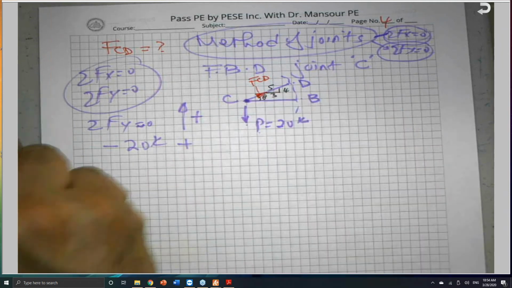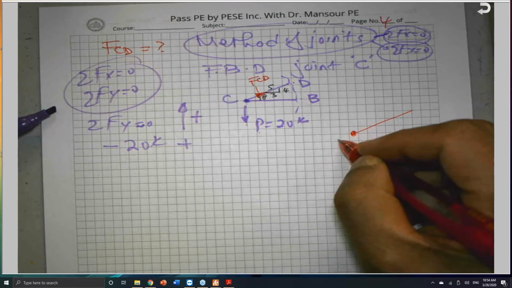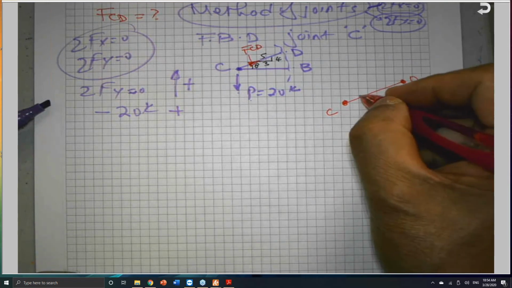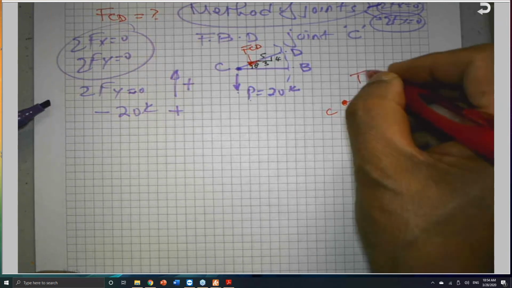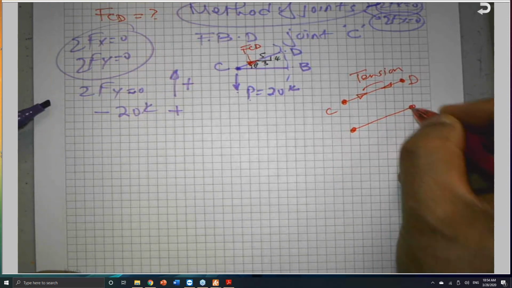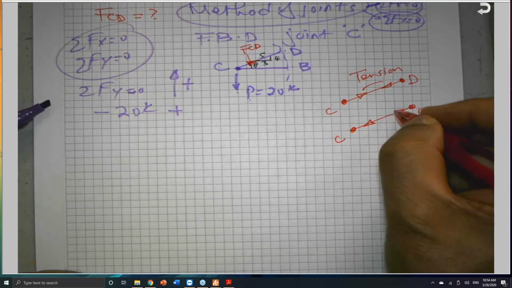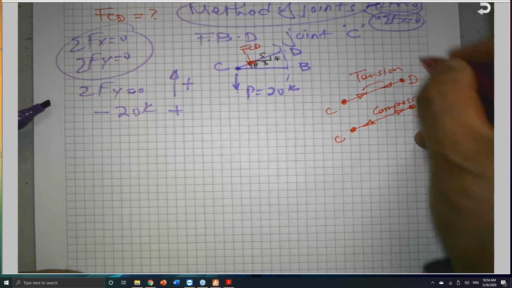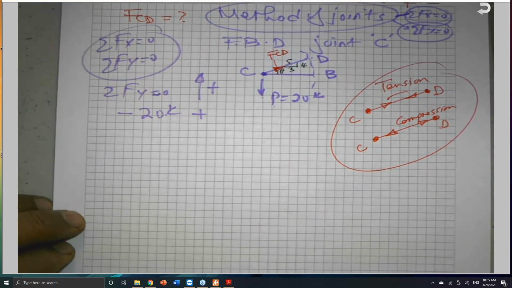Tension means that the force is pulling the joint. This is joint C, and this is joint D. If the force is pulling the joint like that, we call it tension. If the arrows are going into the joint, we call it compression. That is the agreement with respect to joints. Also, we have another definition with respect to members, but they would give you the same answer. Stick with one definition and that's it.